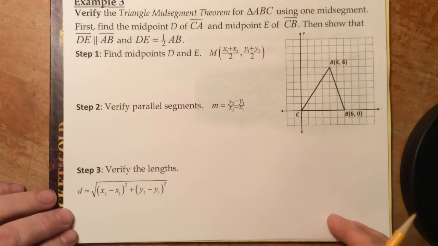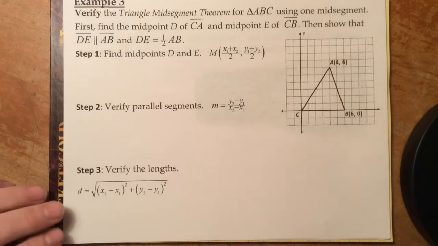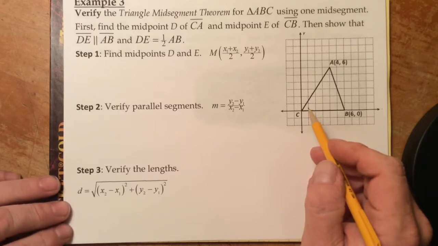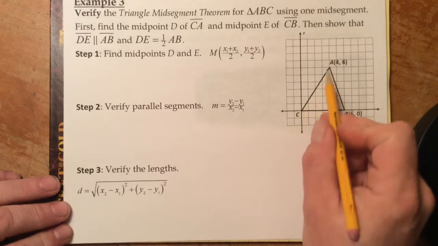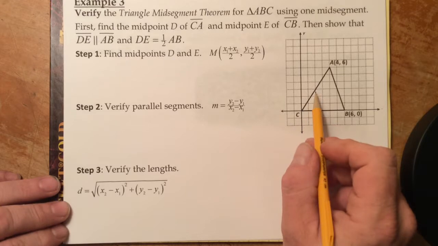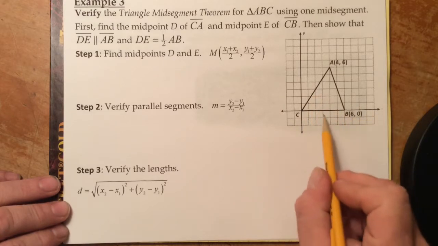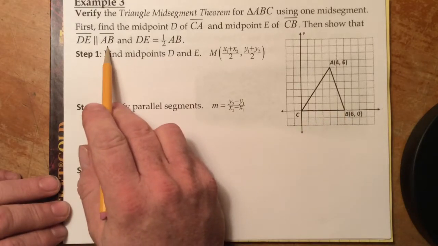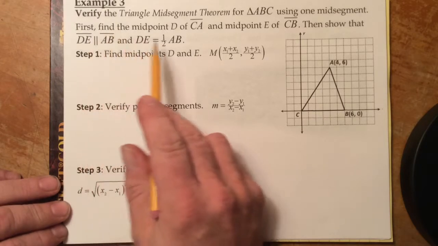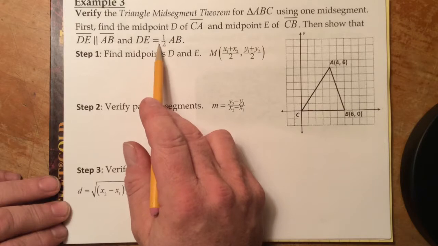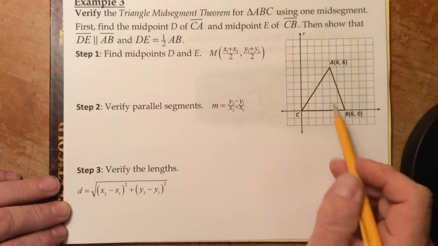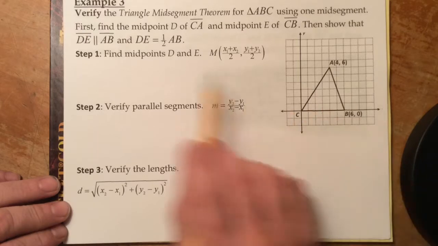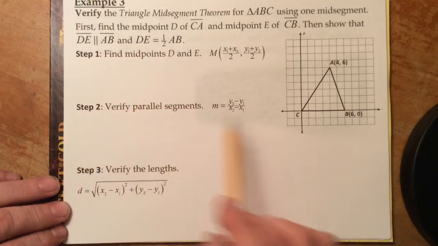Example 3. Verify the triangle midsegment theorem for triangle ABC using one midsegment. First, find the midpoint D of CA, so D will be the midpoint of this side. And the midpoint E of CB, so E will be the midpoint of this side right here. Then show what the triangle midsegment theorem says: that DE is parallel to AB, and that the length of DE is half the length of AB. So once we get the midpoints of these two sides, we can draw one of the midsegments for this triangle, and then we can apply the midsegment theorem to see if it works.